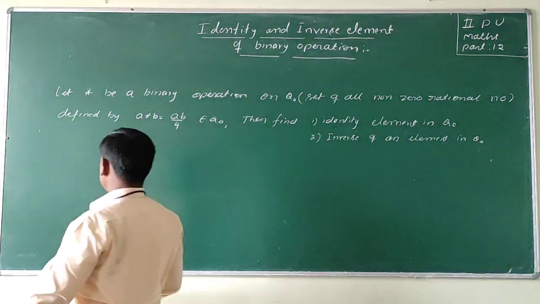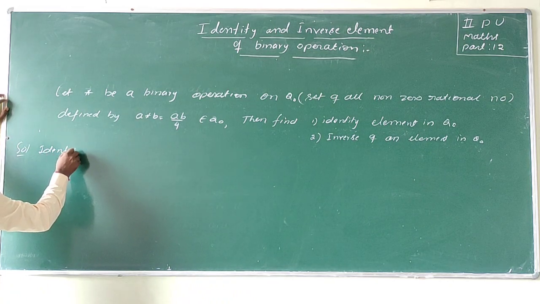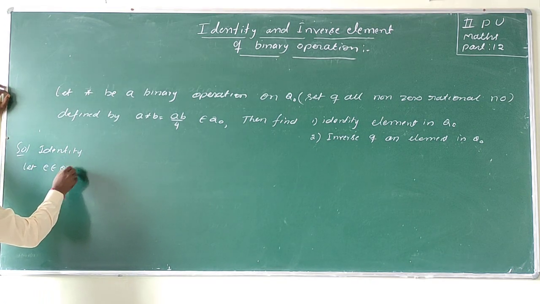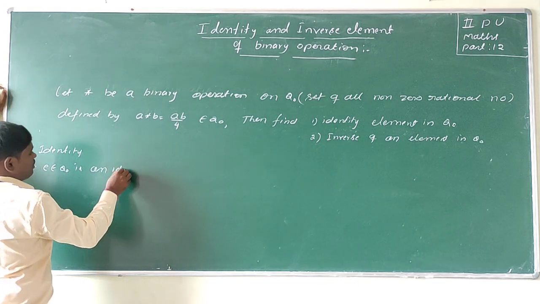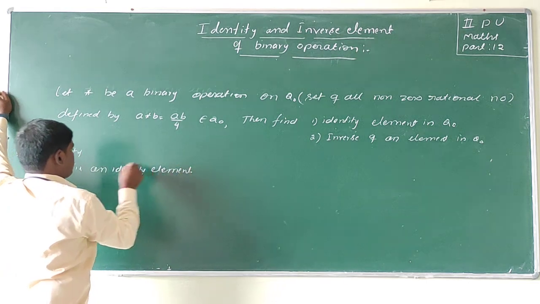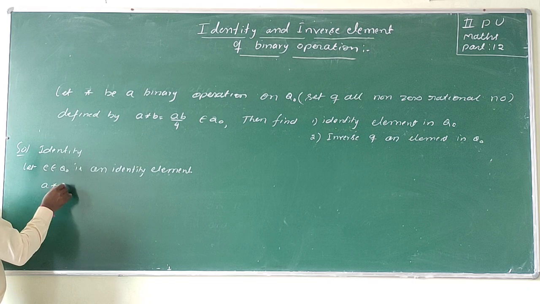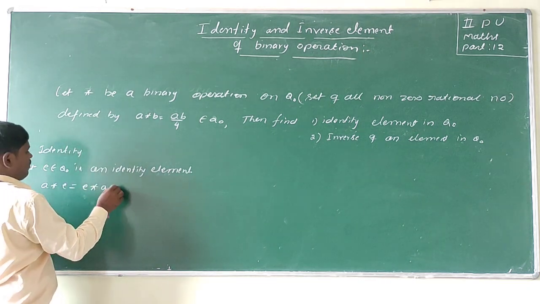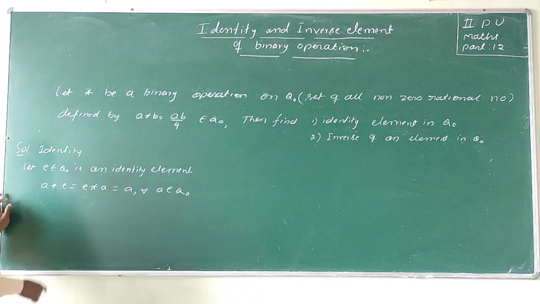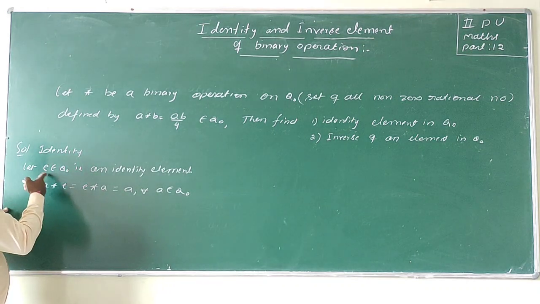Okay. So first one is the solution, identity. Let E belong to Q naught is an identity element. So then E is the identity element, then A star E is equal to E star A is equal to what? A, for all A belongs to Q naught. So we are taking E as the identity element.